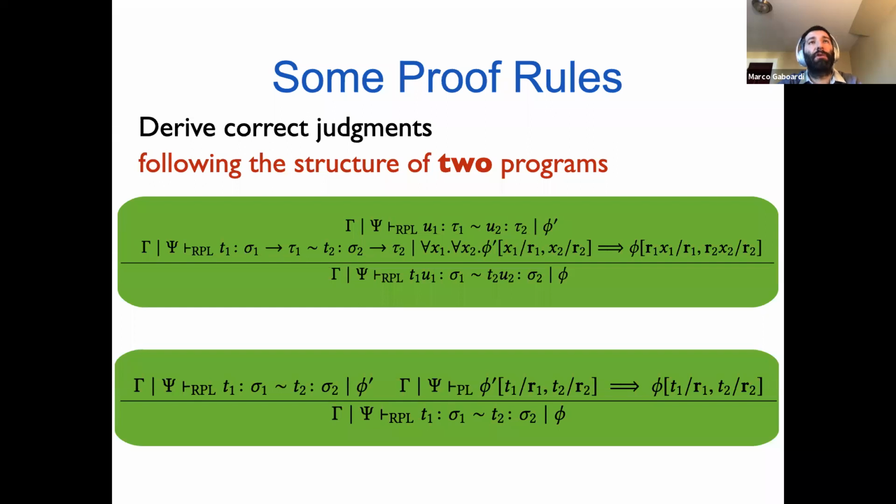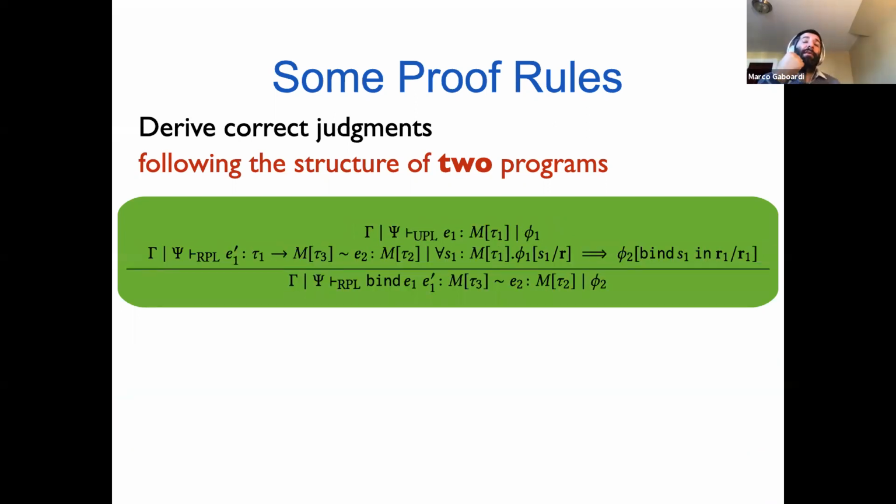For this relational logic, what I want to stress is that we have application both for the first program and the second program. So these two programs have the same top-level structure. Both are application. You can see it in the conclusion: we have T1 U1 and T2 U2. The rule is very similar, a generalization of the unary one I showed you before, and is still dependent. There is nothing very special about this. Now, the second rule is again subtyping, and again I want to stress that we can use the underlying logic in subtyping.